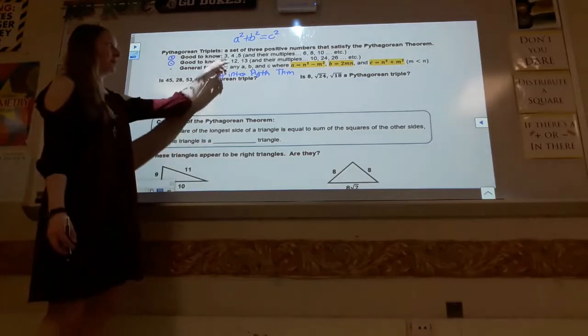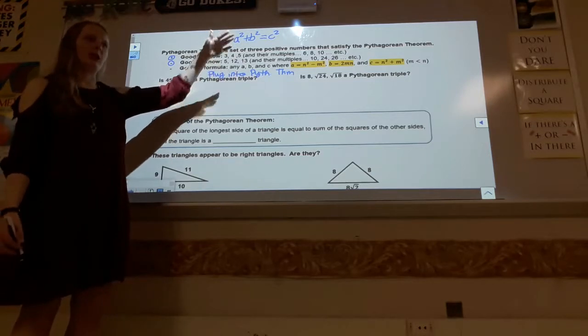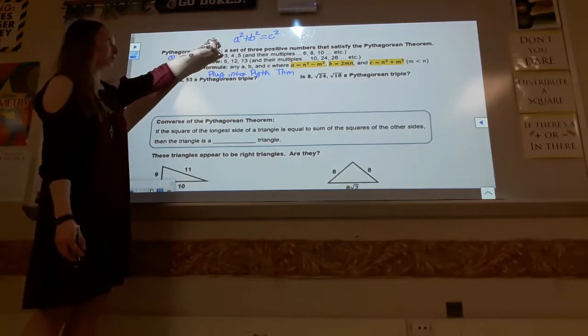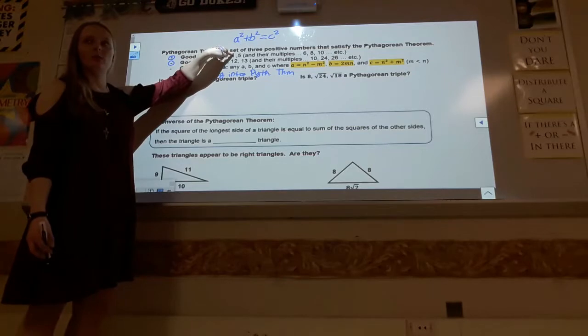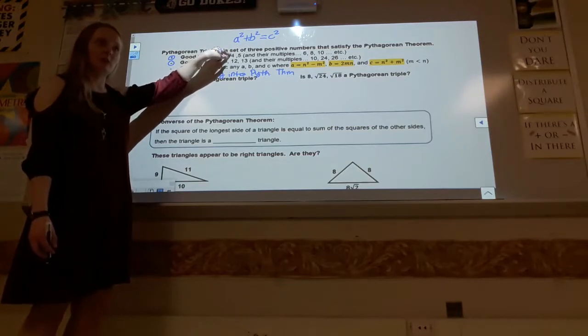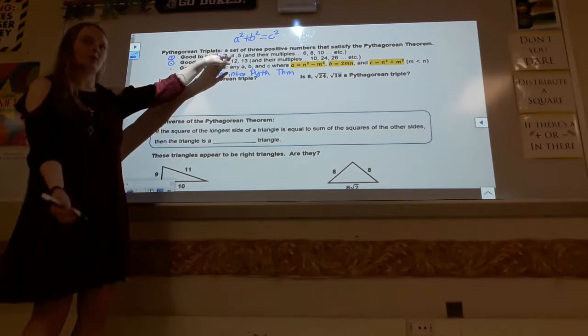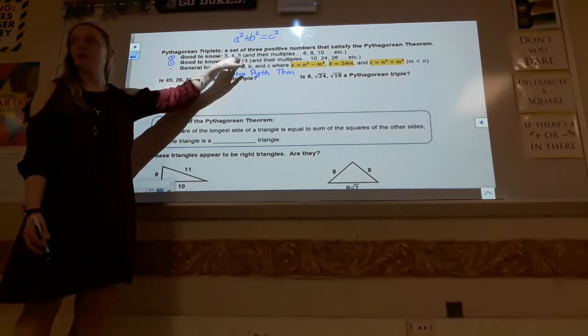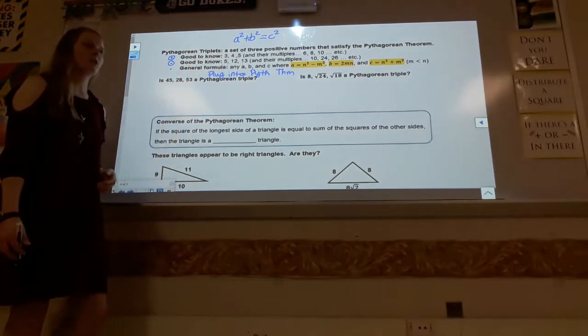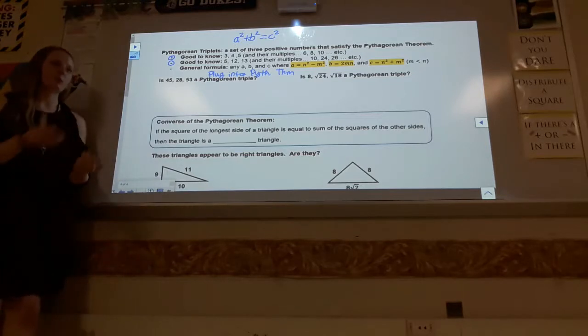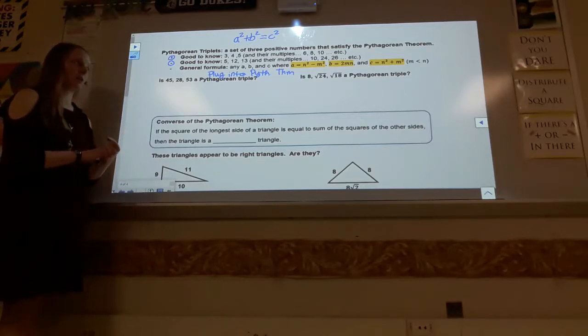So if you check really quickly with 3, 4, 5, just to prove why it's a Pythagorean triple, you do 3 squared plus 4 squared. 3 squared is 9, 4 squared is 16, so 9 plus 16 is 25. Is that the same thing as 5 squared? Yes. So that's how a Pythagorean triple works. It's just 3 numbers that will always work when you plug them into the Pythagorean theorem.